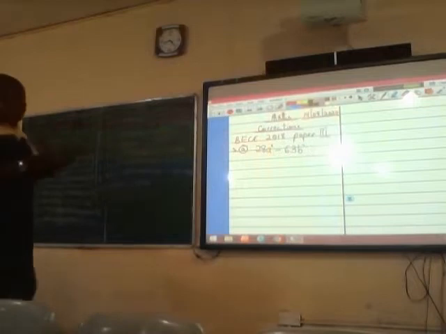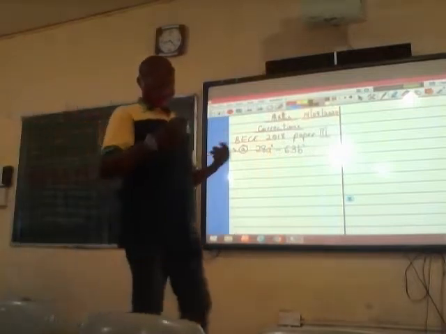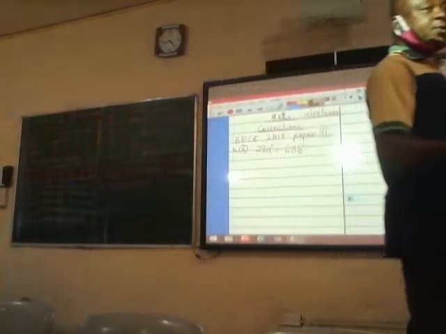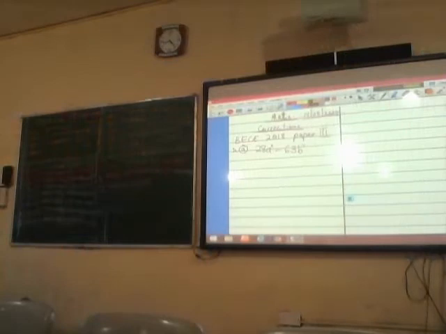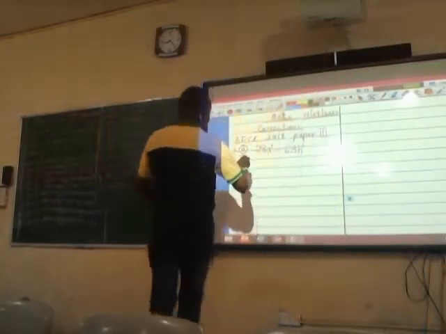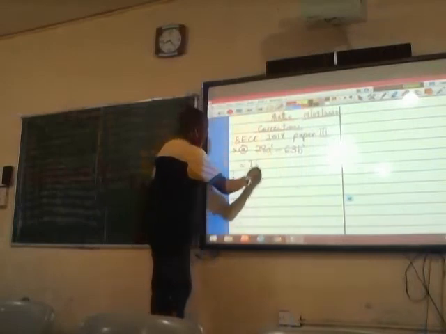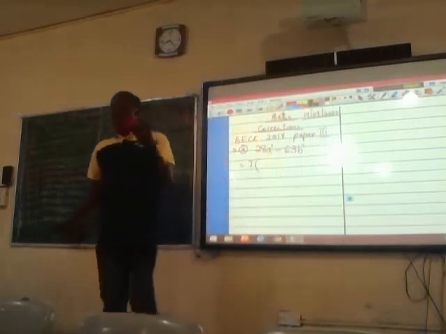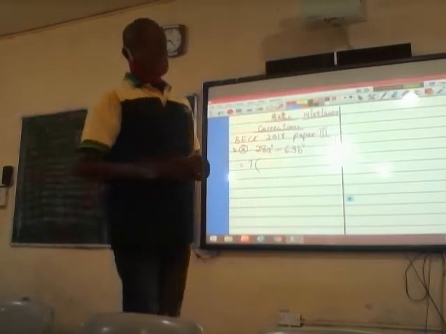Now, to factorize means to write the expression as a product of its factors. The first thing to check is whether there is any number that will divide 28a squared and 63b squared without a remainder. 7. That means 7 is the highest common factor here. So bring out 7, and use that factor to divide each term in the expression given to you.